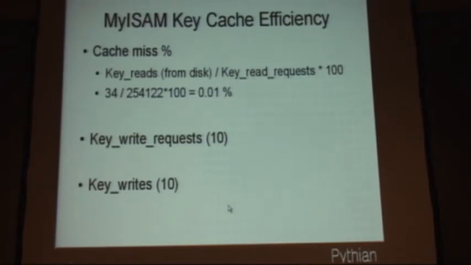How many times are you doing a query on a MyISAM table, and how many times did that query actually use the key cache versus having to go to read from disk. So there's a key reads field, and that's how many reads from disk, divided by the number of key read requests times 100. That's going to give you the cache miss percent. So if you want the cache hit percent, you do 1 minus this.